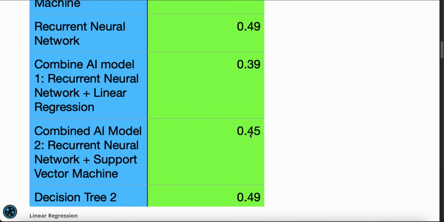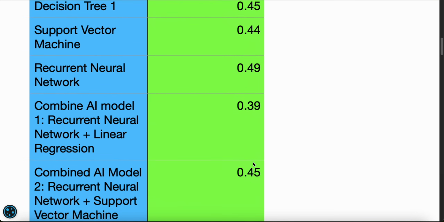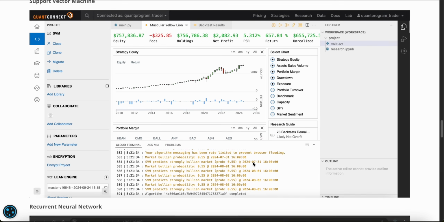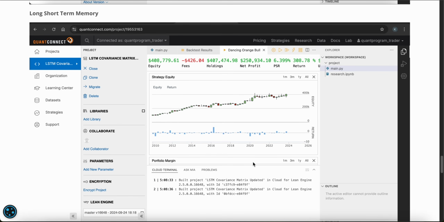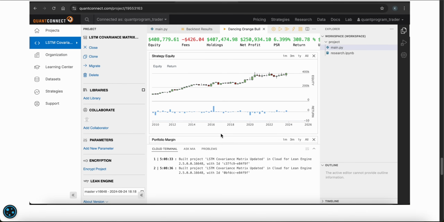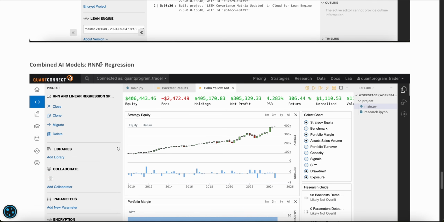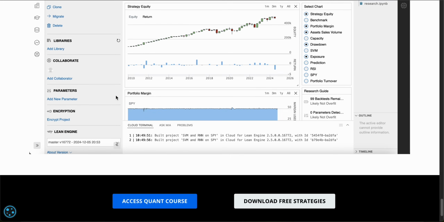There is the combined AI model of 0.45. There's another decision tree of 0.1. I think I haven't put in the LSTM, so I think it might be there below here. Long short-term memory. There you go. That's a long short-term memory. That also has done spectacularly well. Then we have got the RNN regression, which is combining the RNN and the regression. We've also got the RNN plus support vector machines as well.